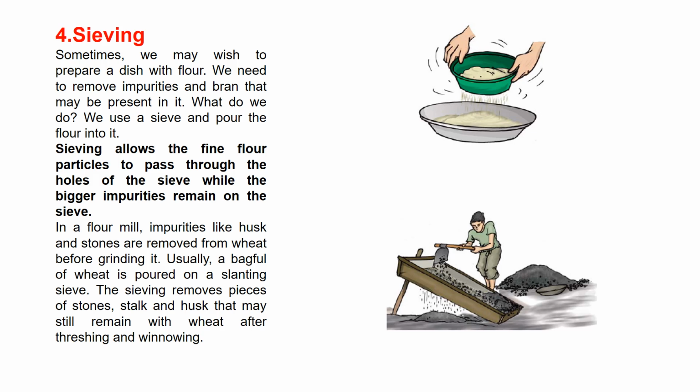Now the next picture in the right side, the lower picture: you may have noticed similar sieves being used at a construction site. Here a man is separating pebbles and stones from the sand. So here pebbles and stones are removed from the sand by sieving. So here the whole process of sieving has been described.